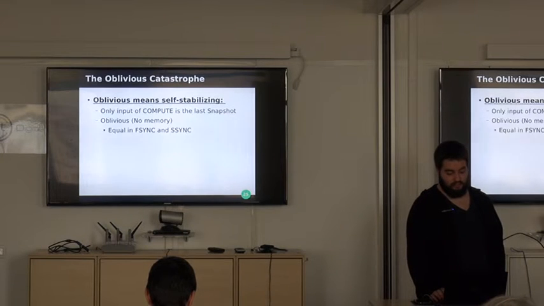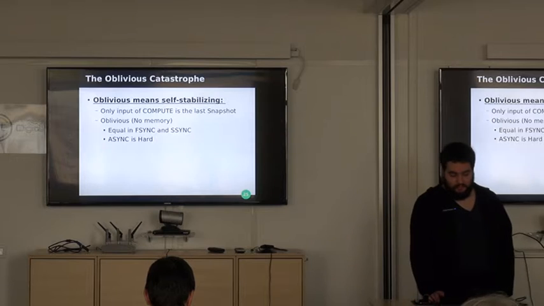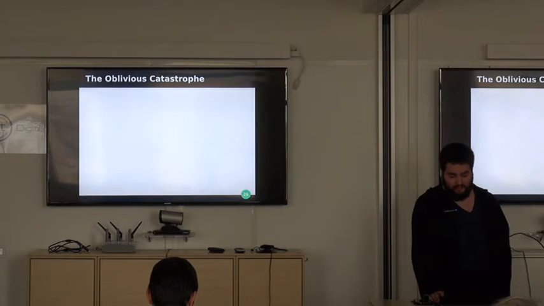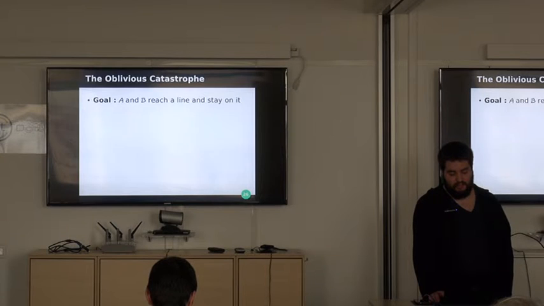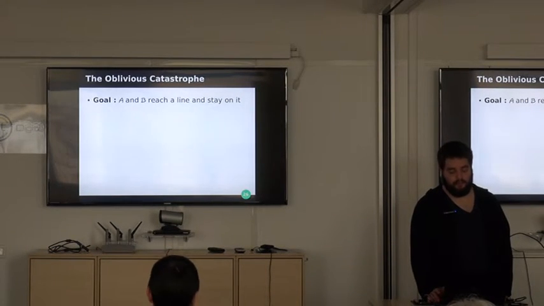This is actually true in fully synchronous and semi-synchronous, but unfortunately asynchronous is a lot harder than that. And it doesn't work in asynchronous. So what we have is an emerging property of memory in the system because of the asynchronous scheduler. And to prove that, let us assume that, so we can't do gathering in asynchronous for oblivious robots. We know it doesn't work.